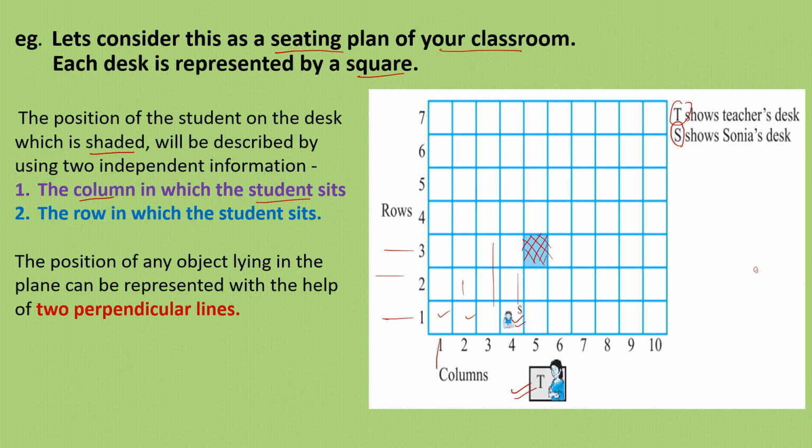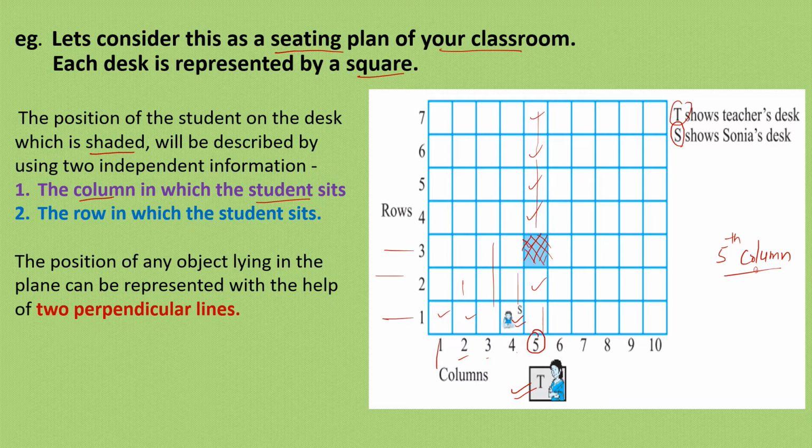So in the real classroom also, what we do, we see which column the child is sitting in. So this is column number 1, 2, 3, 4, 5. The child is sitting in the fifth column. Okay, fifth column. So if I say that the child is sitting in the fifth column, can we find out the exact position? Fifth column means this whole line is the fifth column. The child can sit here, here also, here also, here, here, at any point. Any desk can be the position of the child if I say the child is sitting in the fifth column. That means only one piece of information is not enough. We need one more piece of information.